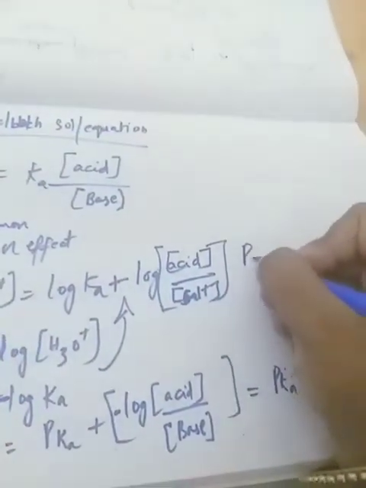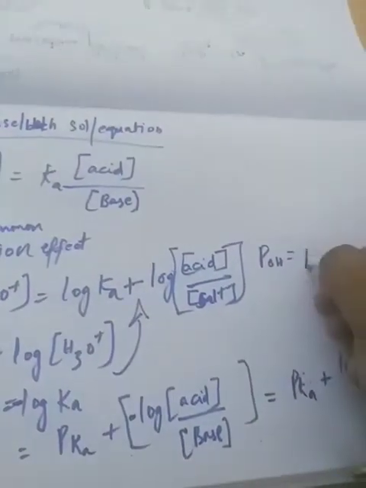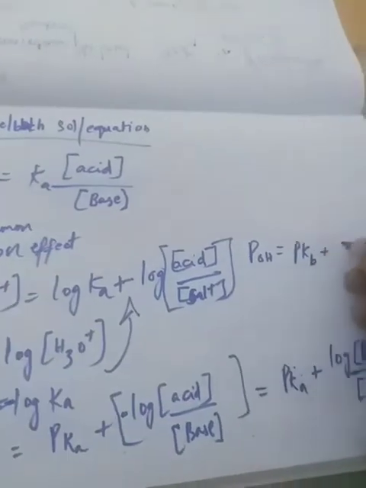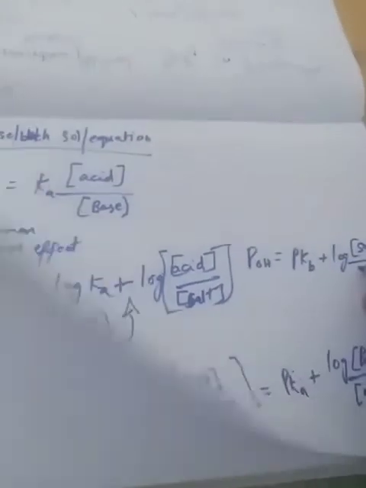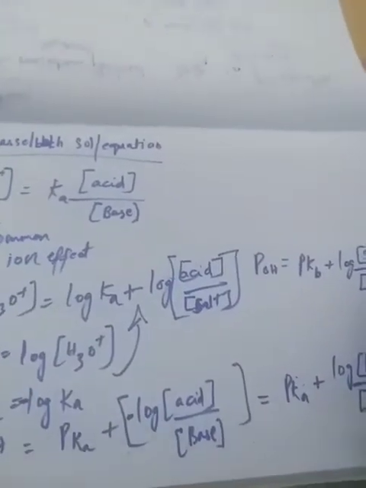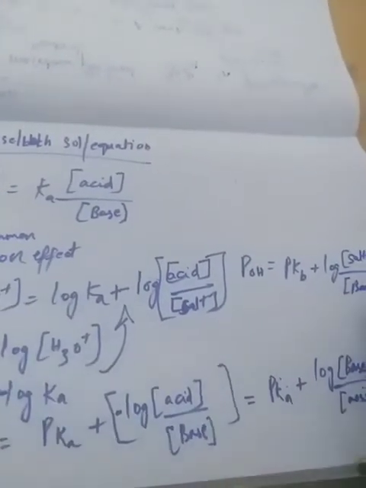If we want to derive pOH, the pOH will become pKb plus log of salt by base. So this is known as the Henderson-Hasselbalch equation.